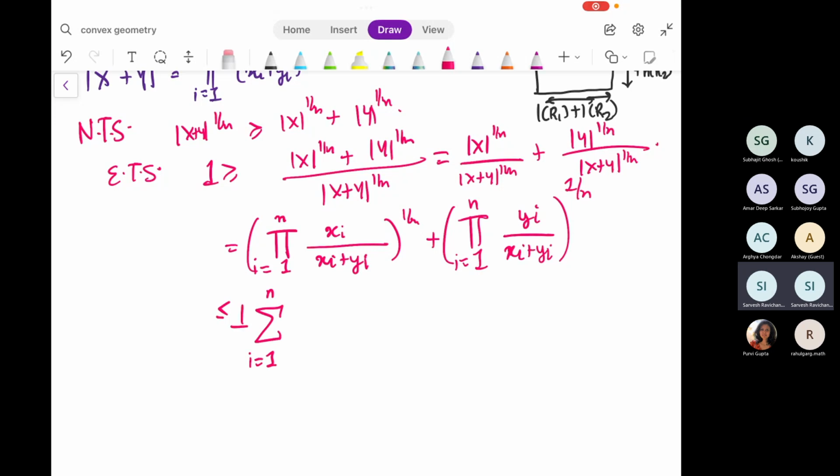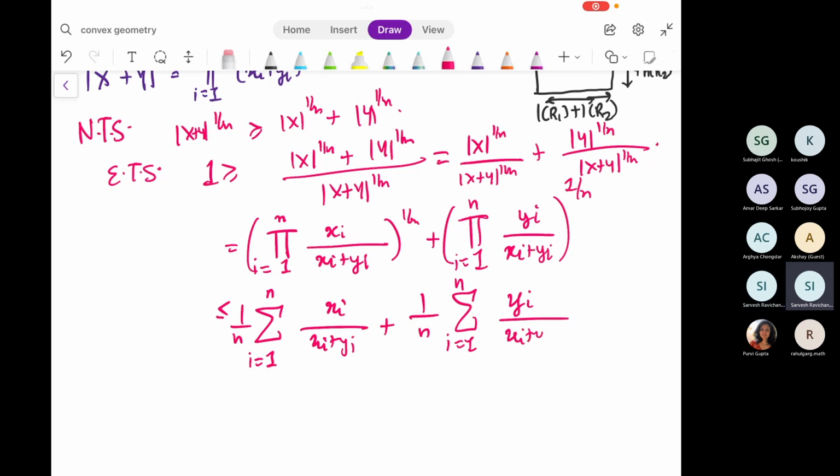So when we do that, we get 1 by n summation i equal to 1 to n xi by xi plus yi, plus 1 by n summation i equal to 1 to n yi by xi plus yi. But then as written, this quantity is just 1, because if you take the summations together, each term is 1, and there are n such terms and you're dividing by n. So this exactly equals 1. And finally, we've shown that for standard closed parallelepipeds, the Brunn Minkowski inequality holds.